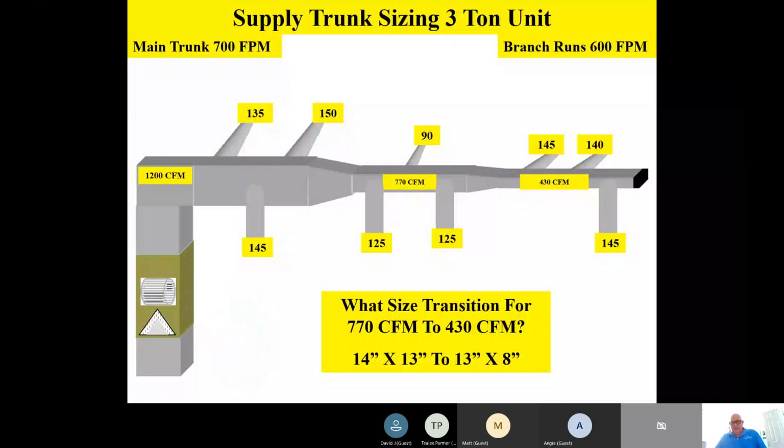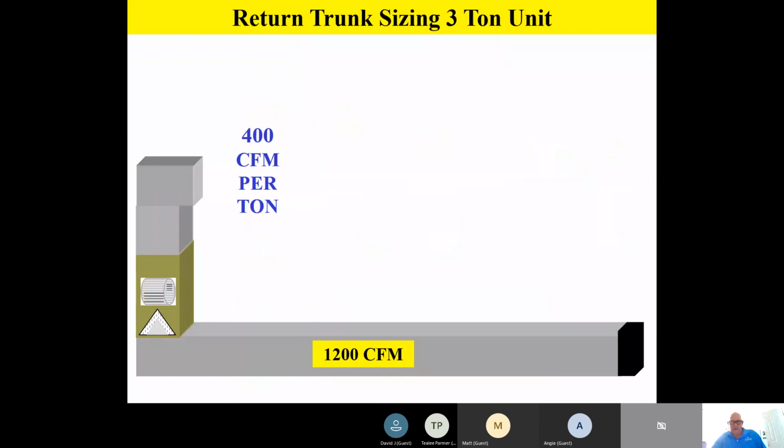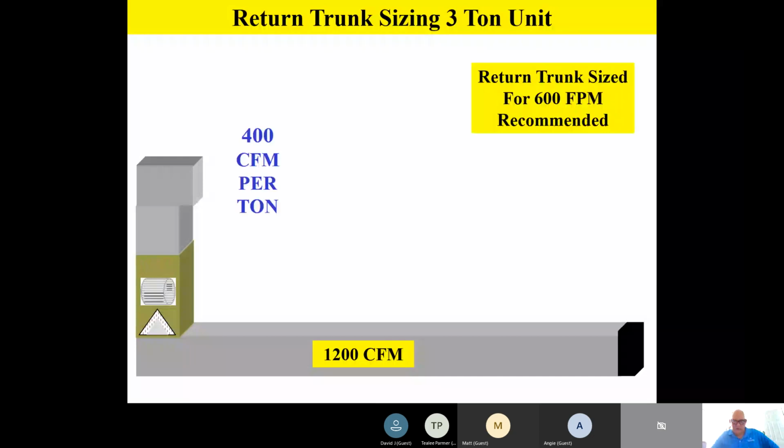Okay. Well, team, if there are no further questions on the supply trunk sizing and how we can determine how much air we need in each space, let's go ahead and look at the return side. In our example, we're just going to have a main return trunk going back to our air handler or furnace. That main trunk is going to have to carry the air back to the unit from all of our individual spaces. So we're going to size that main trunk going back for 1200 CFM, and we're going to look for a target return trunk size of about 600 feet a minute velocity.